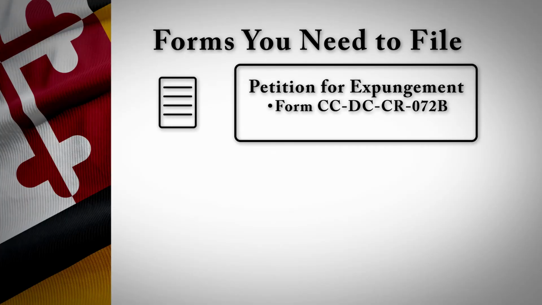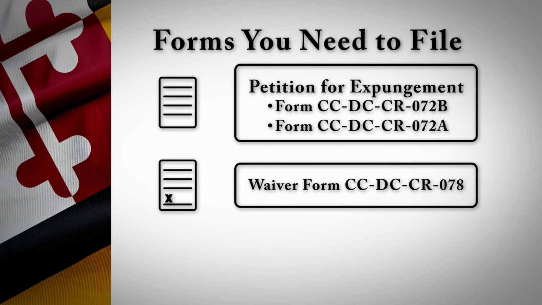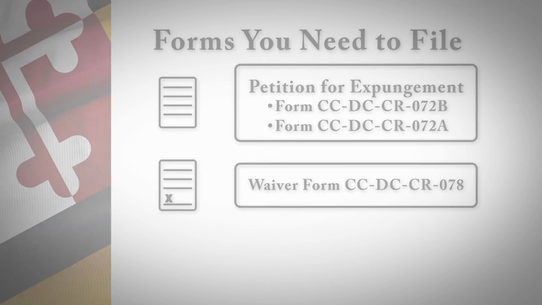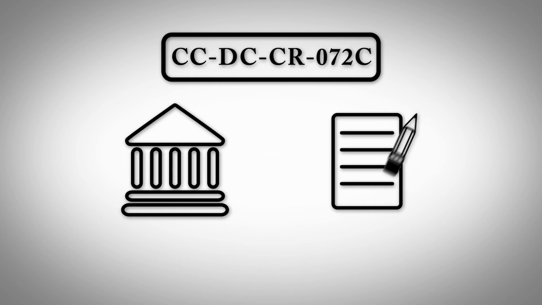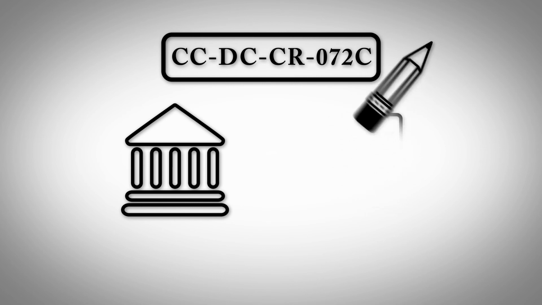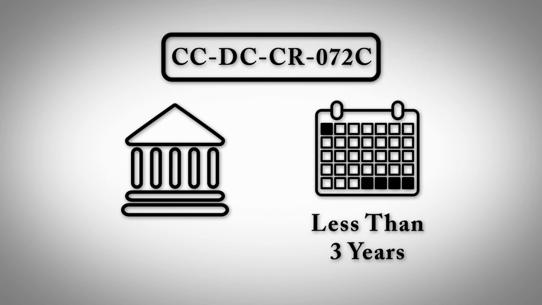Let's do a quick review. Use Form CC-DC-CR-072B to ask the court to expunge cases ending in conviction. Use Form CC-DC-CR-072A if your case had a favorable disposition. If needed, attach the general waiver and release form CC-DC-CR-078. Use Form CC-DC-CR-072C if you want to ask the court to expunge a case that is eligible for automatic expungement, but you don't want to wait 3 years.